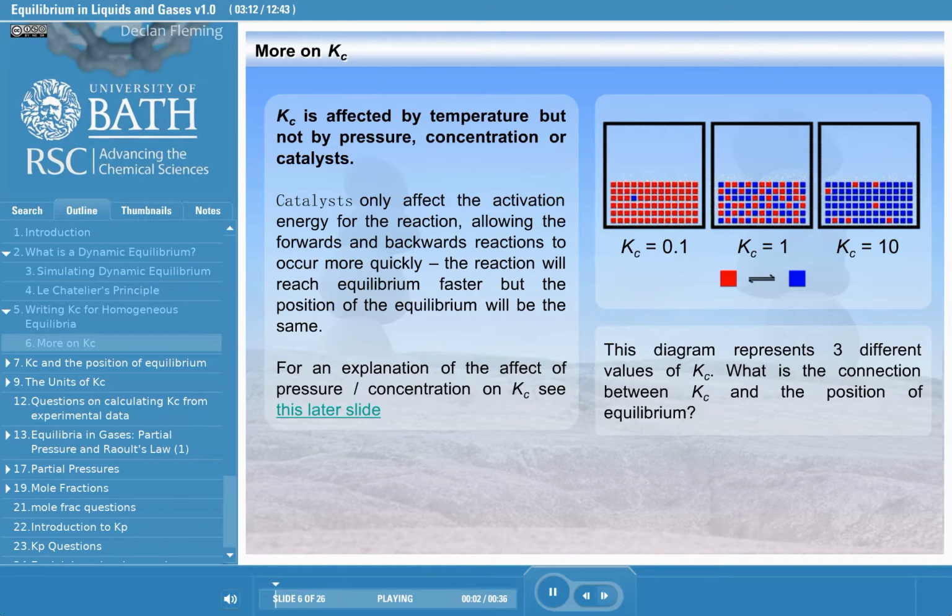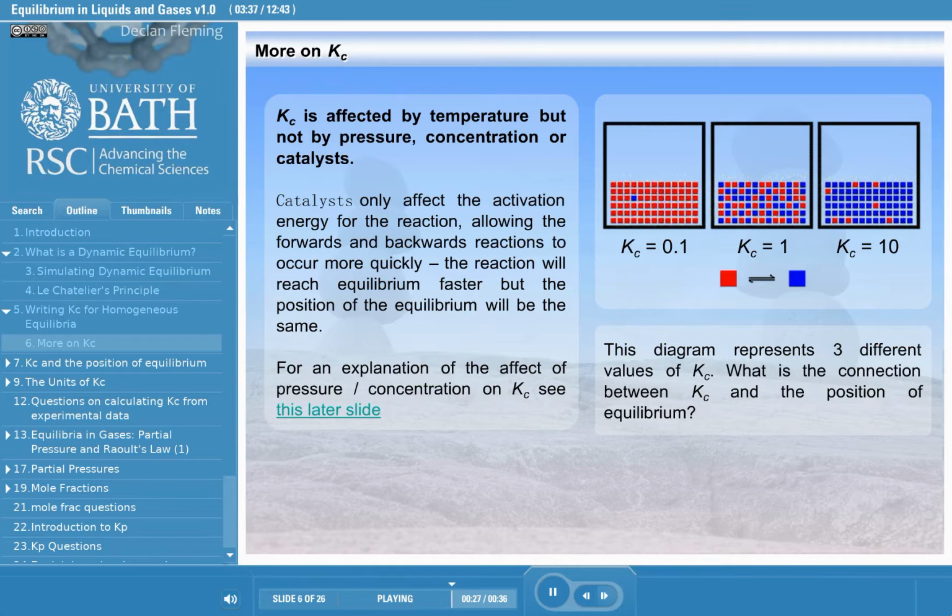Kc is affected by temperature, but not by pressure, concentration, or catalysts. Catalysts only affect the activation energy for the reaction, allowing the forwards and backwards reactions to occur more quickly. The reaction will reach equilibrium faster, but the position of the equilibrium will be the same. For an explanation of the effect of pressure and concentration on Kc, you'll need to see a later slide.